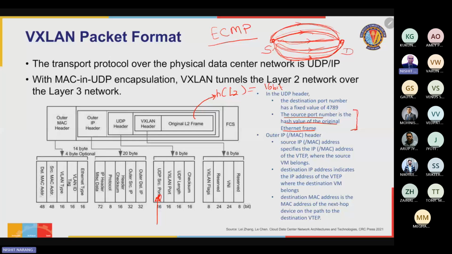I think now I've answered your question completely, Jyoti. Okay, what is the UDP value for VXLAN? The destination port number is fixed as 4789. The source port number is a hash of the original L2 frame.